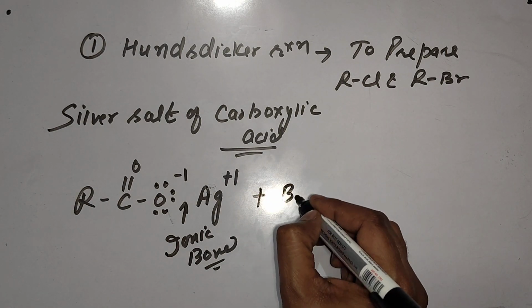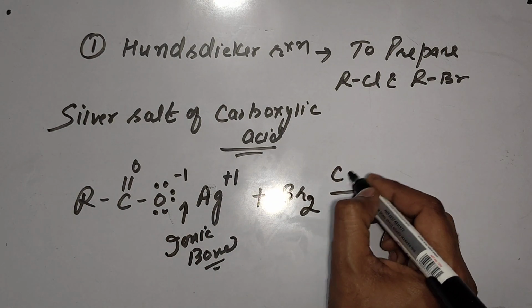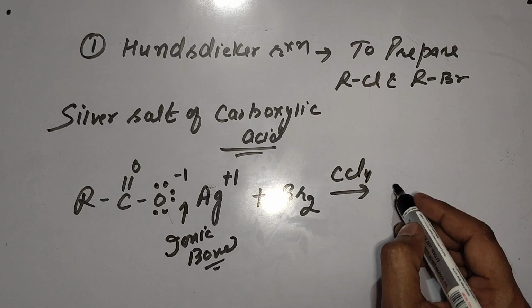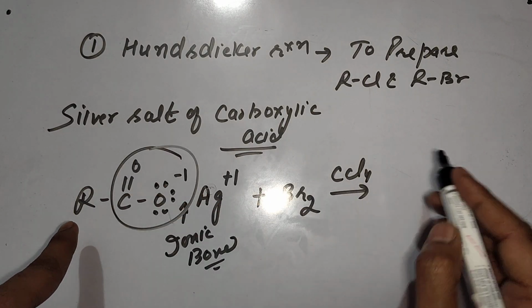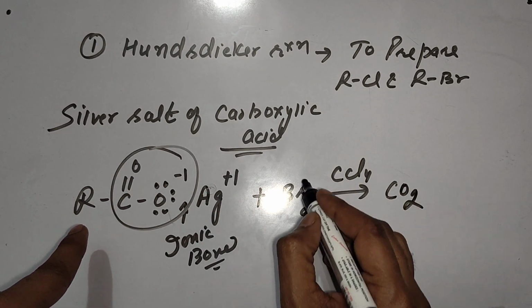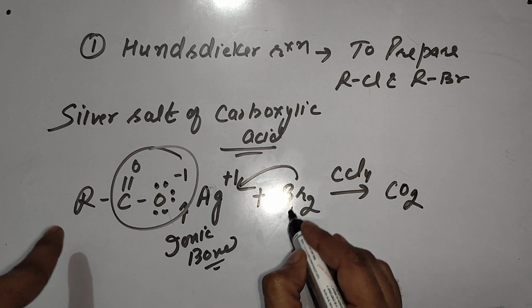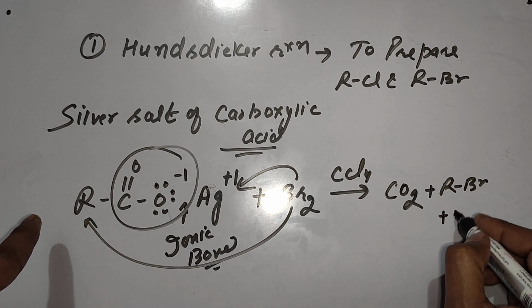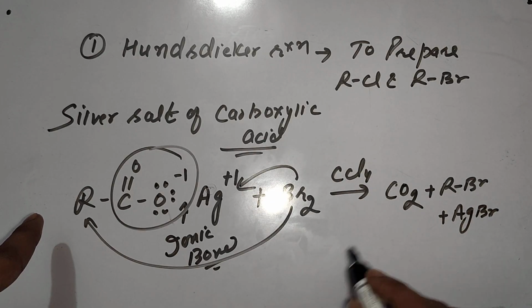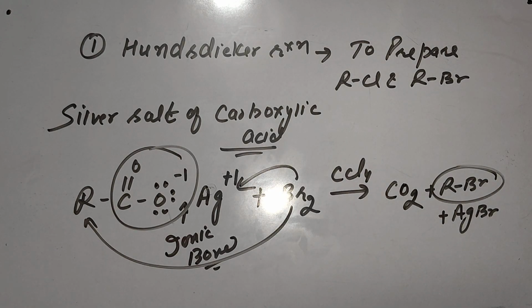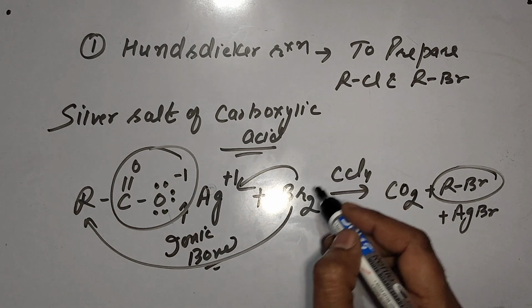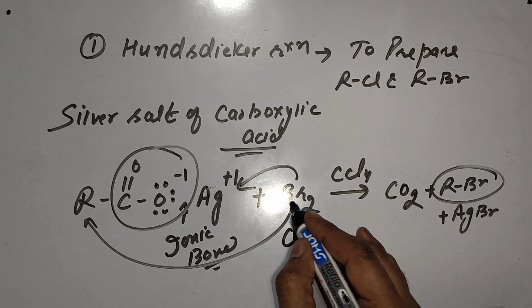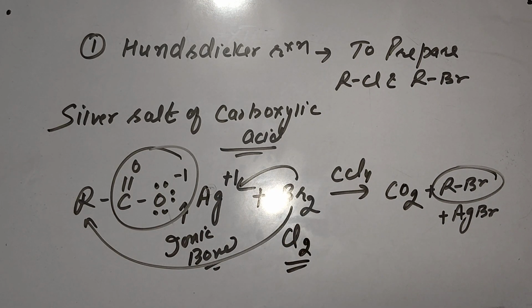Now if you react it with bromine and the solvent is CCl4, carbon tetrachloride, CO2, carbon dioxide gas will be released. One Br you have to join with silver and one Br you have to join with R. RBr plus AgBr will be generated, bromoalkane. This is a simple technique to learn it. And if we need chlorine there, at the place of bromine you can use chlorine also.